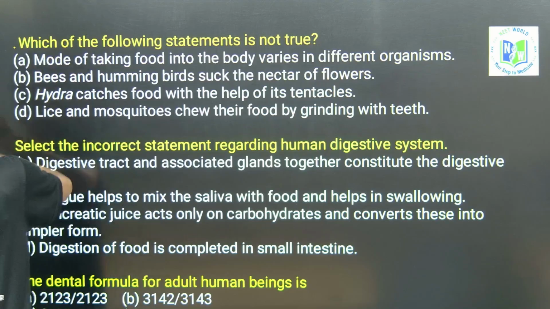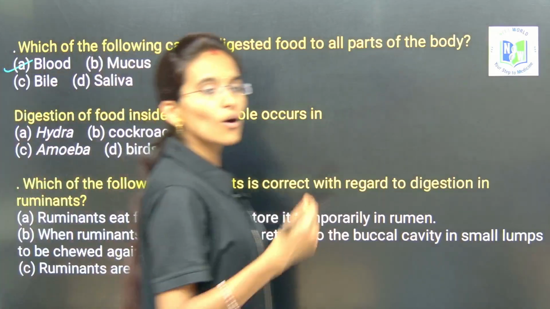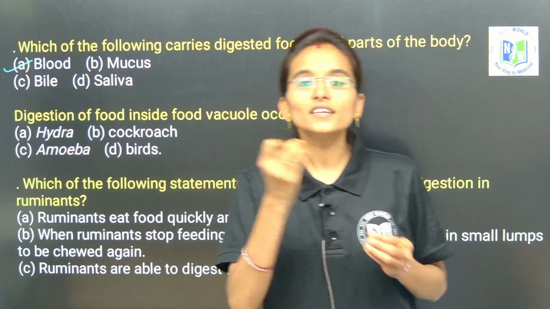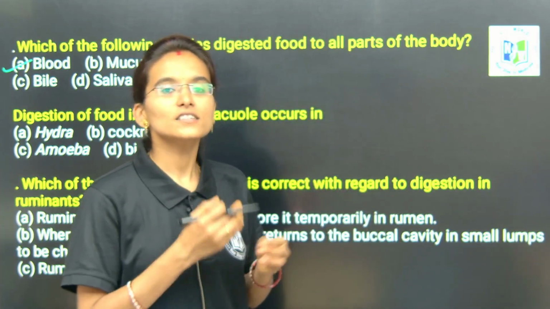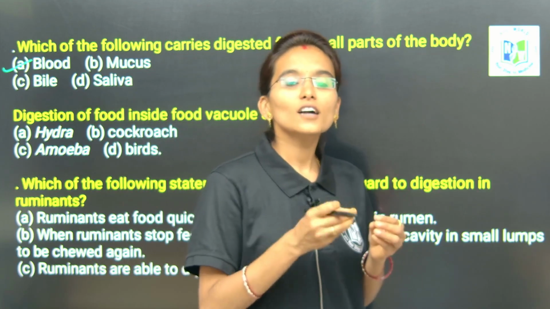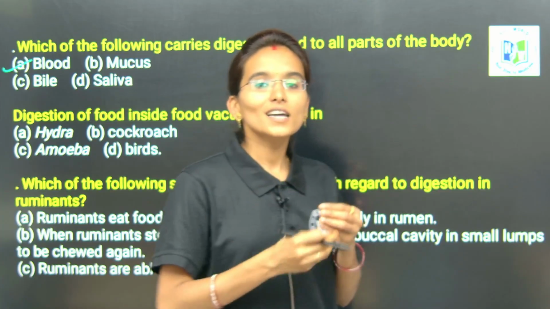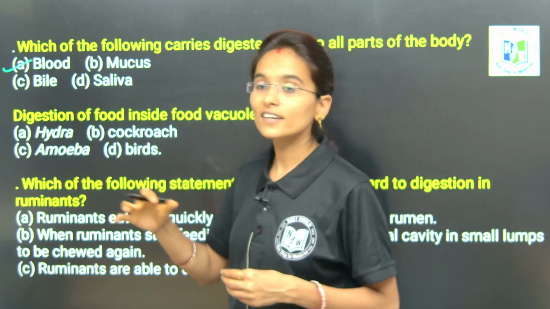Yes. Now, which of the following carries digested food to all the parts of the body, my dear students, okay. The given options are: option A, blood, okay. All the digested nutrients are sent throughout the body with the help of the blood, my dear students, okay. All the digested food from the small intestine is passed via the blood stream, okay. From the blood stream the digested nutrients are circulated and then distributed through the entire body, okay.